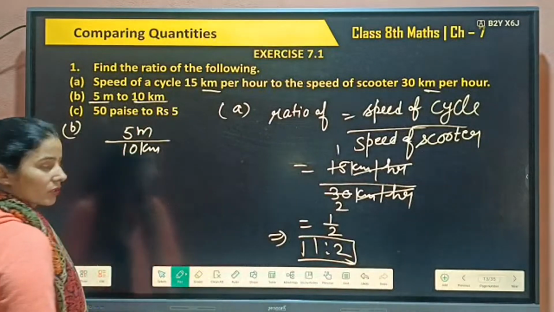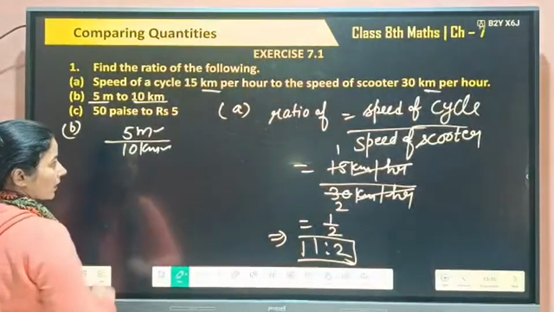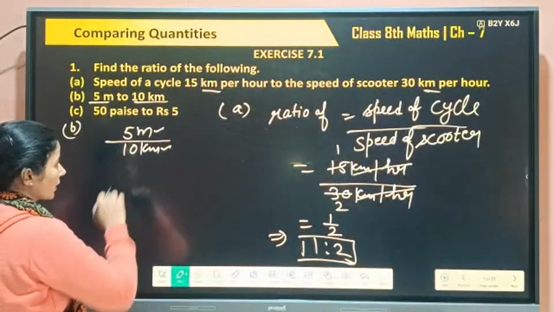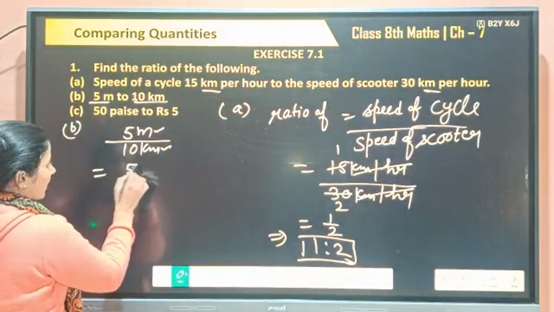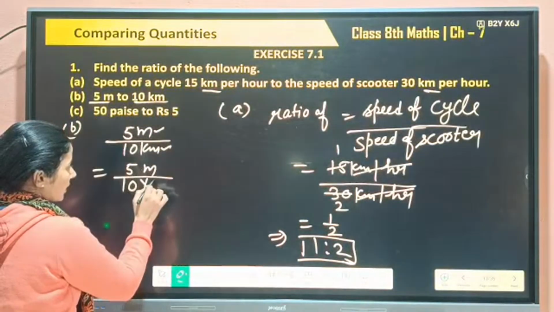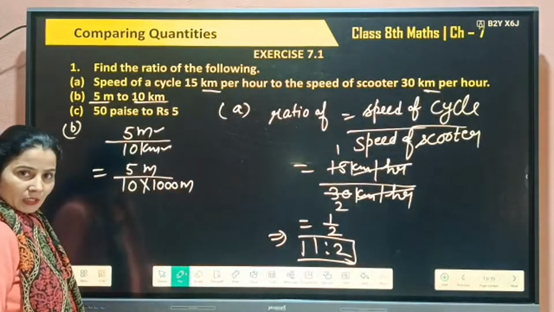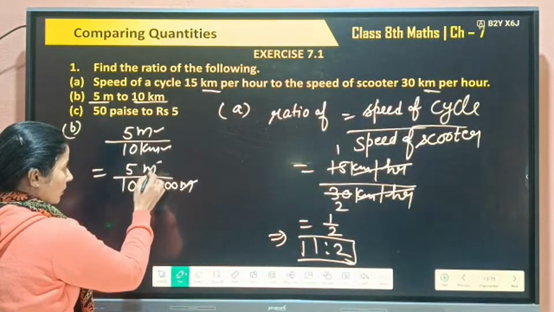We can't find out this ratio directly. For that, we need to convert these units into one unit. We have to convert one unit into another. So this 5 by 10 stays as it is, and this meter stays as it is. 1 kilometer contains 1000 meters. So this meter to meter will be cancelled.